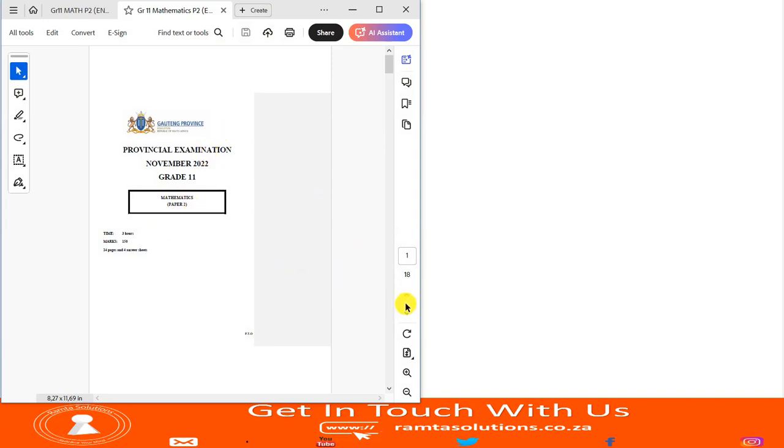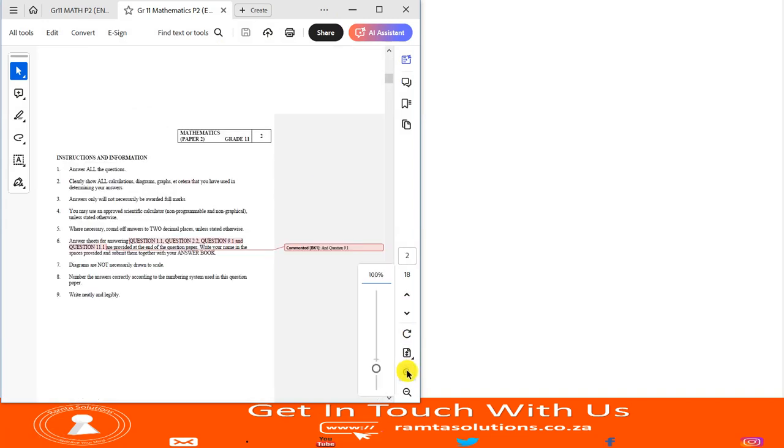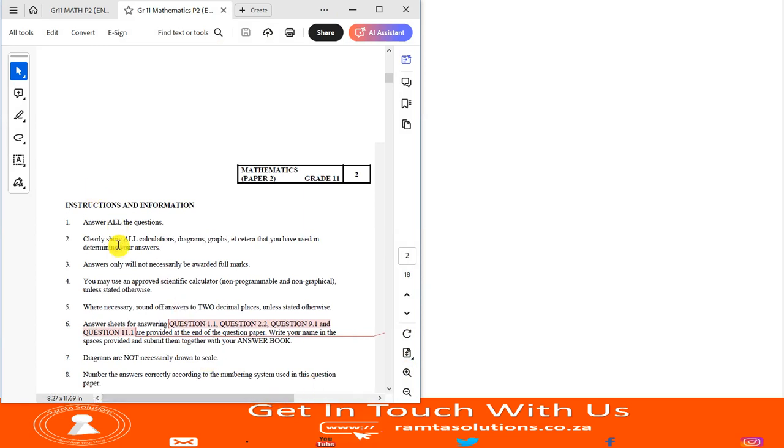I will have to zoom it in. The key instruction that I like focusing on is this one here: where necessary, round off answers correct to 2 decimal places unless stated otherwise. This is very important. Another one I should bring to your attention is this: answers only will not necessarily be awarded full marks, so try to show how you came to your answer where necessary.